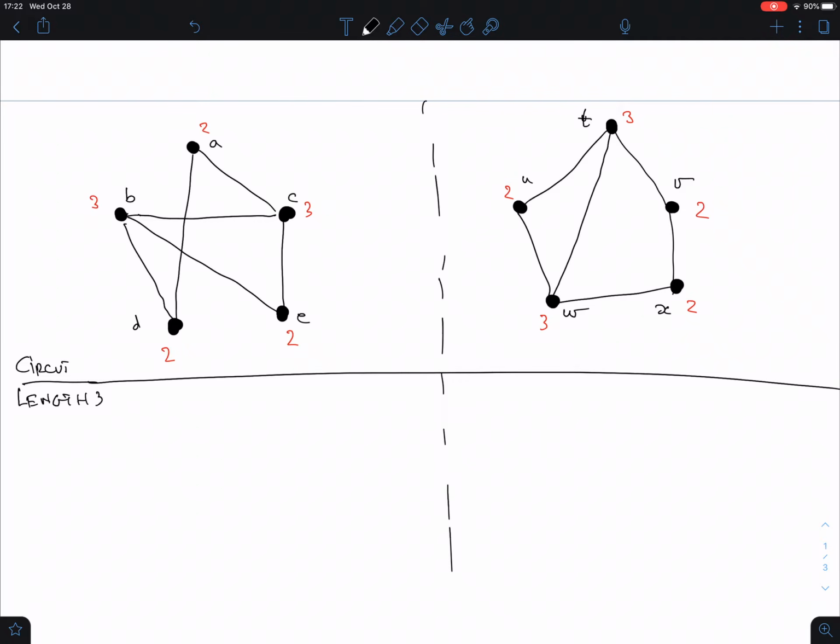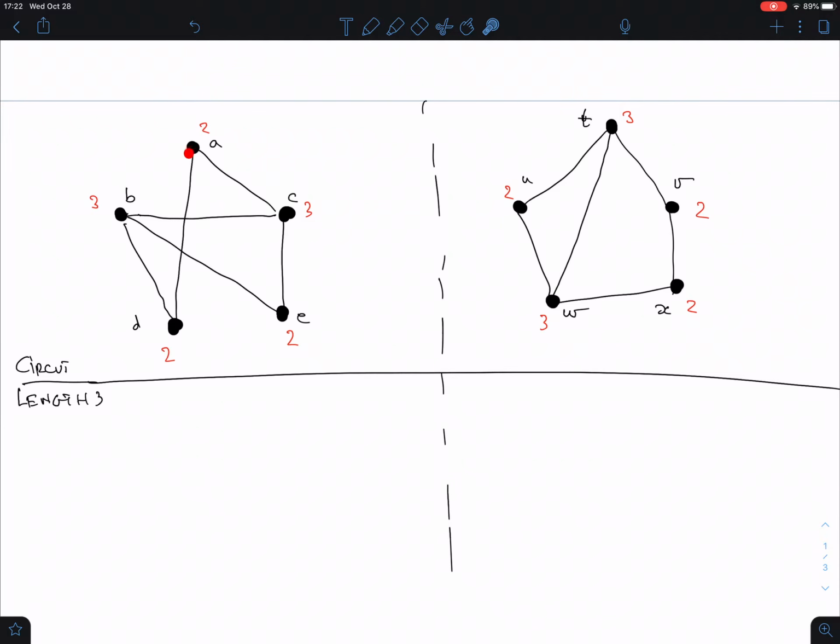No, because a circuit of length 2 would go from here to there, and it has to go back to the original, so it had to go back. So in a simple graph, you would have to use the same edge twice, and remember that is not what a simple circuit is supposed to be. So there are no simple circuits of size 1 or 2.